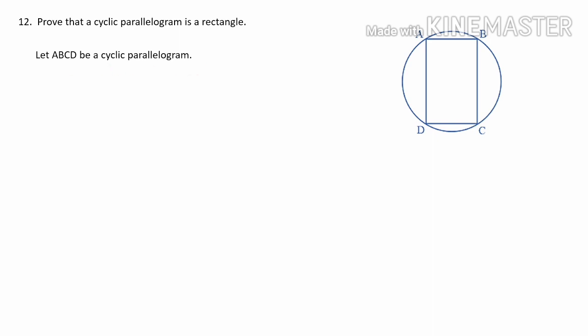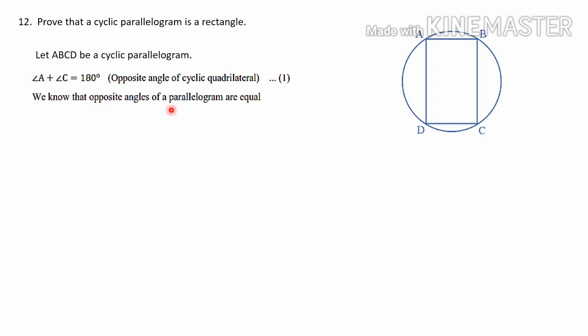ABCD is a cyclic parallelogram, cyclic in the sense opposite angles sum is 180 degree. Angle A plus angle C is 180 degree, opposite angles of a cyclic quadrilateral. Label it as equation number 1. And again we know that opposite angles of a parallelogram are equal. Angle A and angle C are opposite angles of a parallelogram as well. So angle A is equal to angle C, and angle B and angle D are also equal.